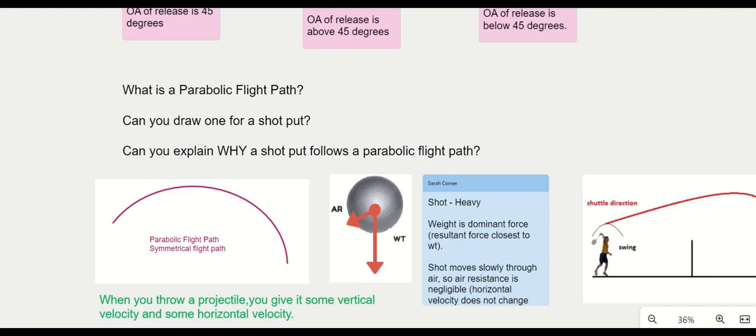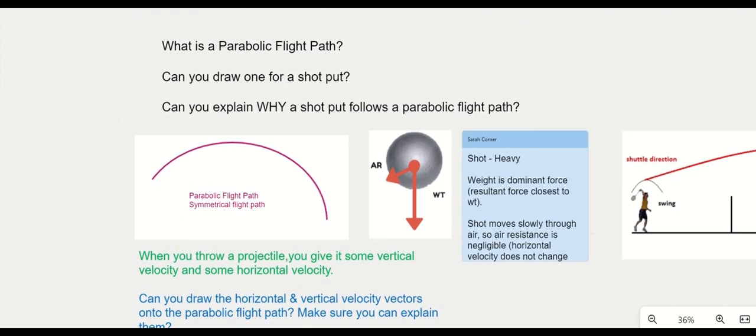Can you explain why a shot put follows a parabolic flight path? Well, if you look at the picture there, the shot put has got a very large weight force. This is because it's very heavy. And when we throw it in the air, because it's so heavy, it moves relatively slowly through the air. Because of that, air resistance is considered to be negligible. In other words, it doesn't really affect it. So the only thing that really is affecting that shot put as it flies through the air is its weight. So as it sets off, gravity is going to be trying to pull it down. So make sure you've got those notes.